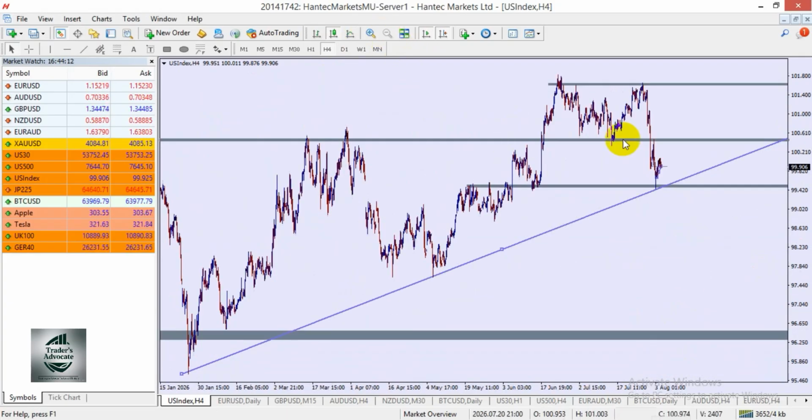So the scenario will be a breakout of this level. Mind you, we don't anticipate the breakout. Wait for price to break out. If we pull back here, wait for a bounce.